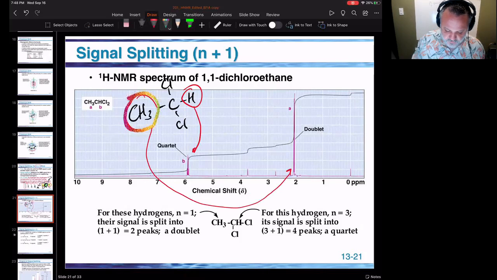These three will be split by the hydrogens on this carbon, and there's one hydrogen on that carbon, so it's N+1. It should be a doublet. There it is.